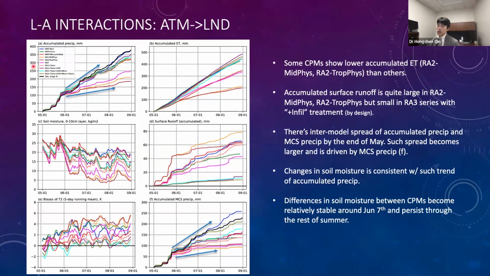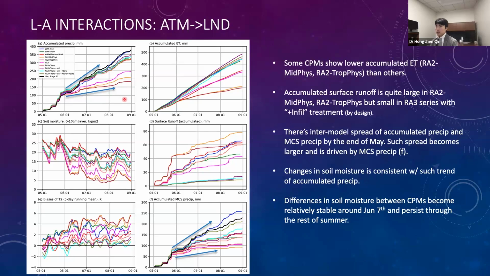So here, upper left panel, the black solid curve is from observation, and the rest, the different colored curves, are from CPM simulations. So some CPMs show lower accumulated ET than others, primarily R2 mid-phase and trough-phase simulations. Accumulated surface runoff is quite large in the R2 simulations, but small in the R3 series with plus infiltration treatment, which is reassuring because that's by design.